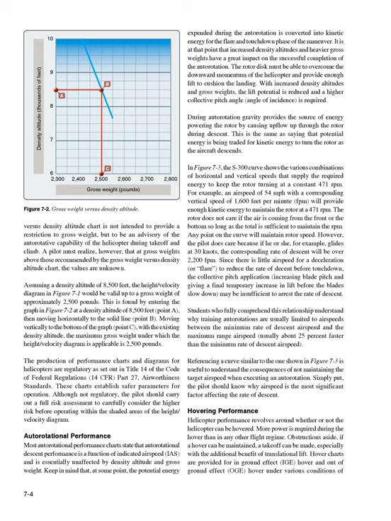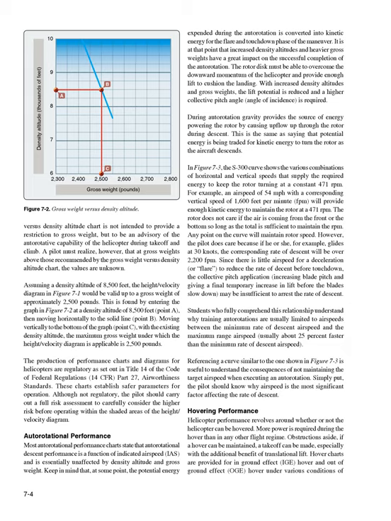Since there is little airspeed for a deceleration, or flare, to reduce the rate of descent before touchdown, the collective pitch application, increasing blade pitch and giving a final temporary increase in lift before the blades slow down, may be insufficient to arrest the rate of descent. Students who fully comprehend this relationship understand why training autorotations are usually limited to airspeeds between the minimum rate of descent airspeed and the maximum range airspeed, usually about 25% faster than the minimum rate of descent airspeed.